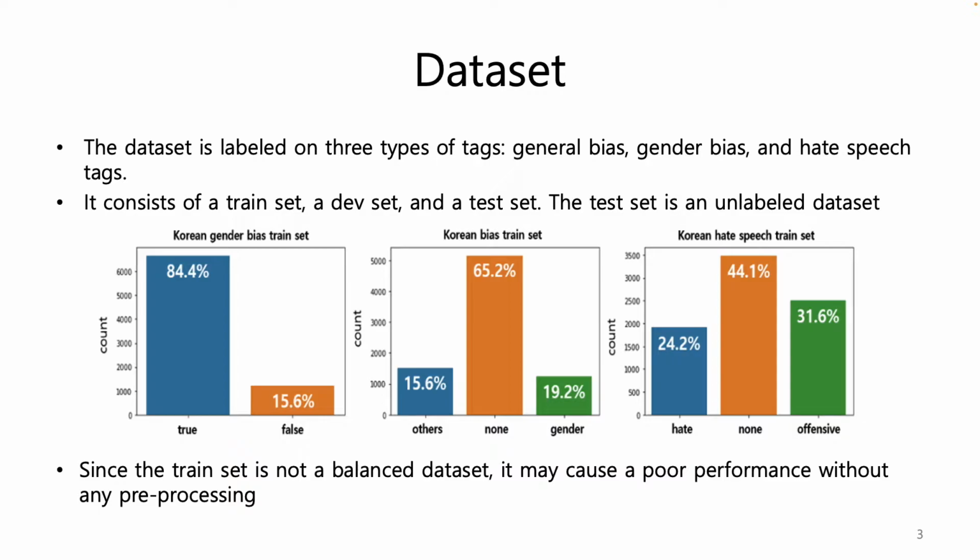We used a dataset labeled with 3 different types of tags for training. The dataset consists of a train set, a dev set, and a test set. The test set is an unlabeled dataset. In case of Korean gender bias, it is a binary classification problem. The other 2 datasets, Korean bias and Korean hate speech, are multi-class classification problems. As shown in the figure in this slide, the dataset is extremely unbalanced. Since it may cause poor performance, we implemented a data sampling strategy which will be explained in detail in the following slides.